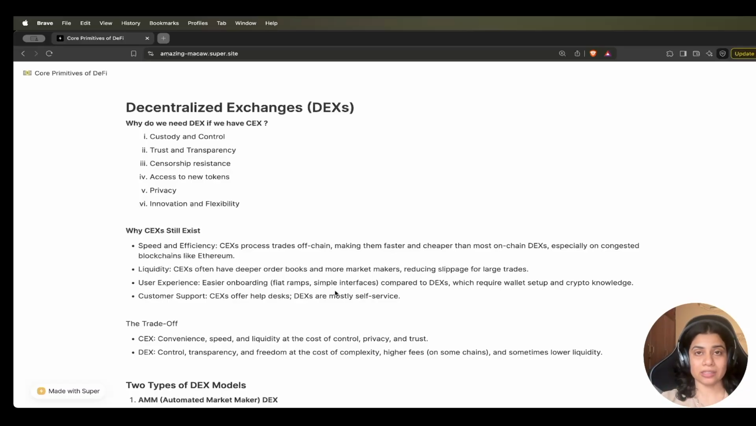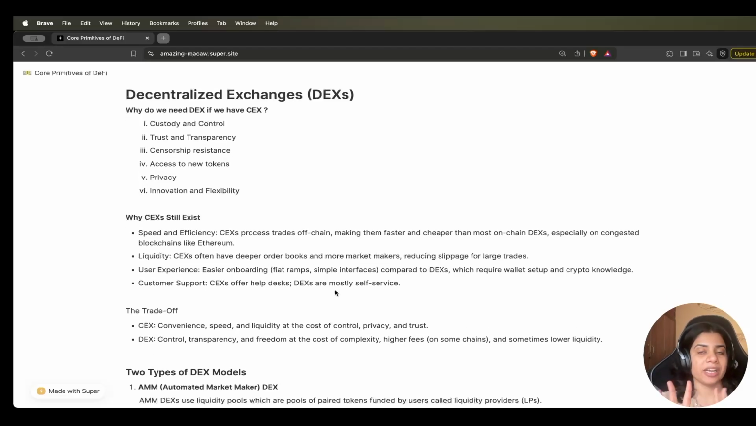The second point that is very good about centralized exchanges is the liquidity. The liquidity is deeper in the centralized exchanges, and the user experience is good because you can get easily onboarded. And you also have the concept of customer support in centralized exchanges, which is not there in DEXs because you don't have any person to manage anything. It's just you, and the trade is happening between all the users.